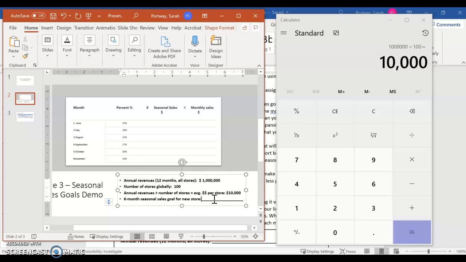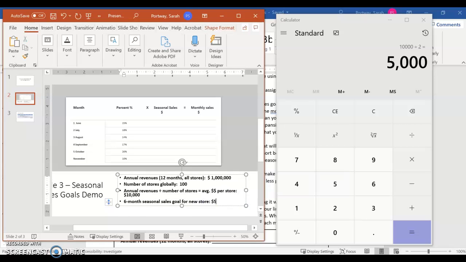So then this means that we need to figure out our 6-month seasonal sales goal for the new store. We would do this quite simply by dividing this number. This is our annual goal, and we need to figure out how much we're going to sell every 6 months. There's 12 months in a year, so half of the year is 6 months. If we just divide that by 2, that gives us $5,000, right? So that's a seasonal sales goal. In 6 months, we should be hitting $5,000 so that we can make sure that this store is performing on par with the other stores in our chain.